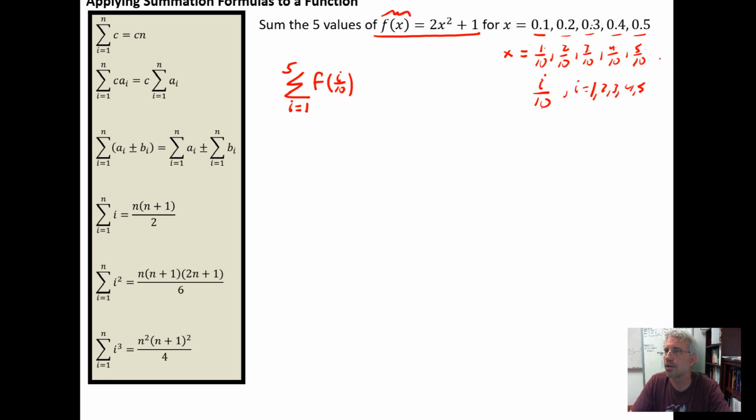Again, it was important not to simplify the fractions here so that we had that common constant denominator of 10. So now I can rewrite this as the sum from i equals 1 to 5 of 2 times, now everywhere I see an x, I'm going to replace the x with the i over 10. So 2 times i over 10 squared plus 1. And then we can simplify a little bit. I'm going to get a 10 squared is 100 in the denominator, but there's a 2 in the numerator, so 2 over 100 is going to be 1/50. So this is going to be 1/50th of an i squared plus 1, all in parentheses.